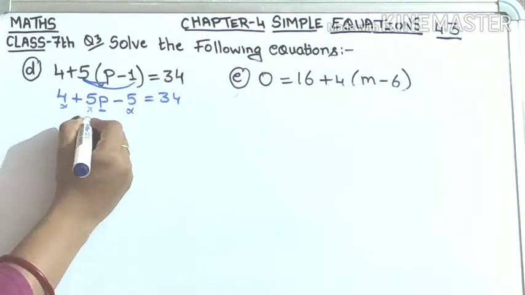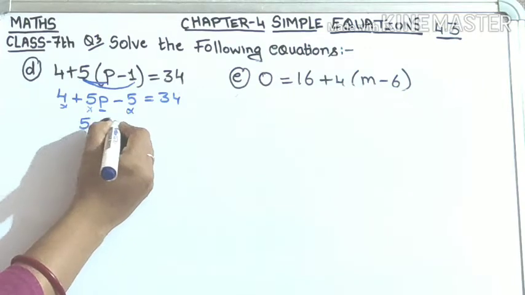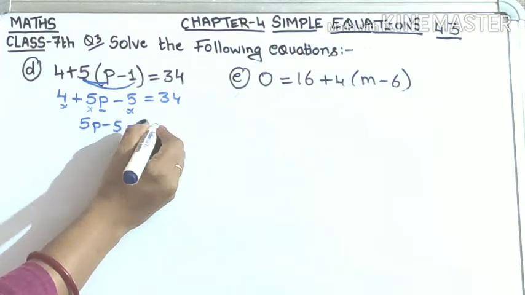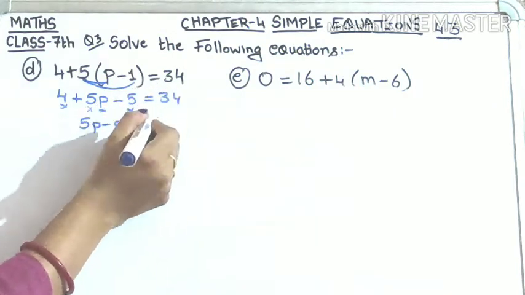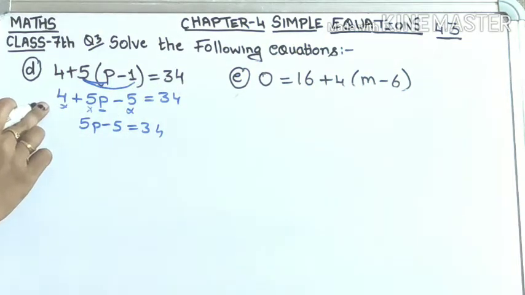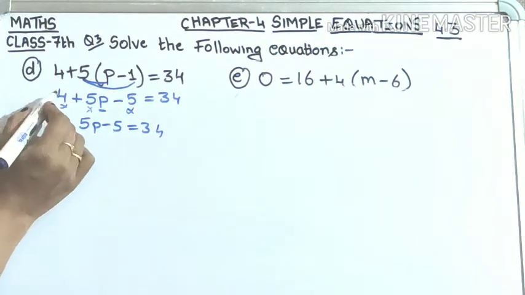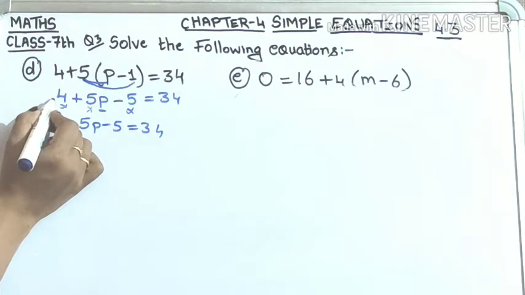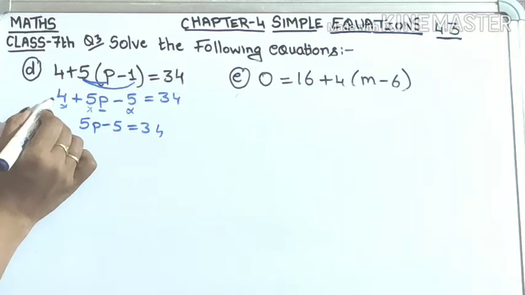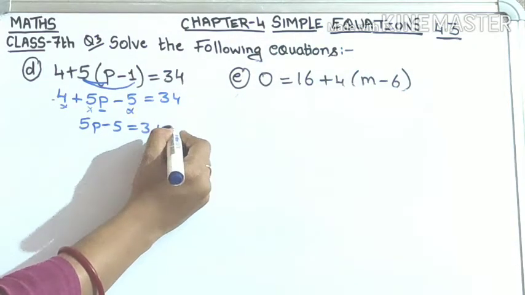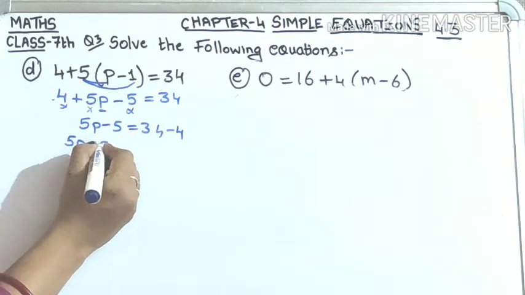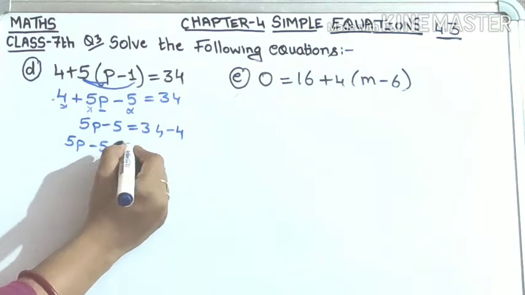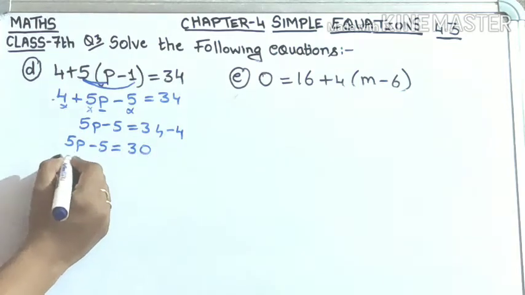So plus 4, 5p minus 5 equal to 34. When this 4 is transposed, since no sign is given, it means it is a positive integer. When this number is transposed, it will become minus 4. Now 5p minus 5 equal to 34 minus 4 will become 30.